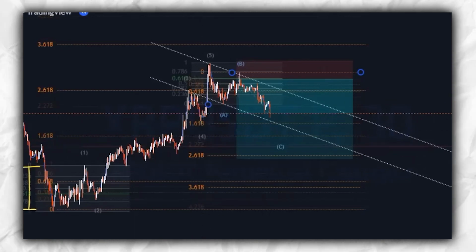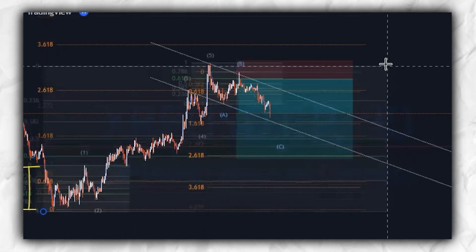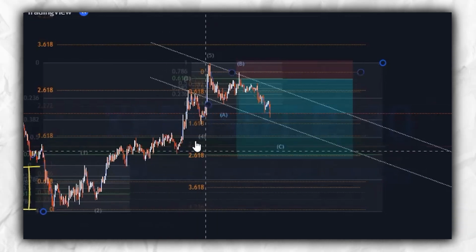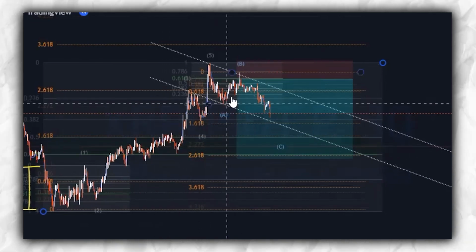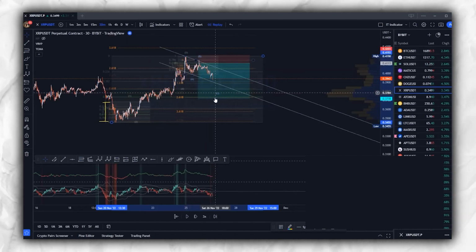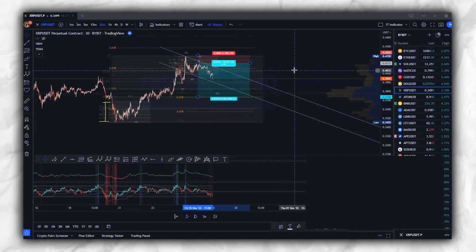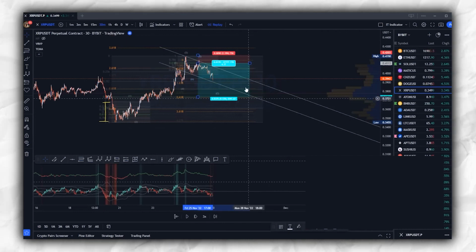So, the next step is to apply the Fibonacci retracement from the overall trend up to the high point. As we can see, the 61.8 level coincides with the 261.8 projection from our A and B levels, which indicates our profit target for C. It's essential to learn Fibonacci if you want to succeed.